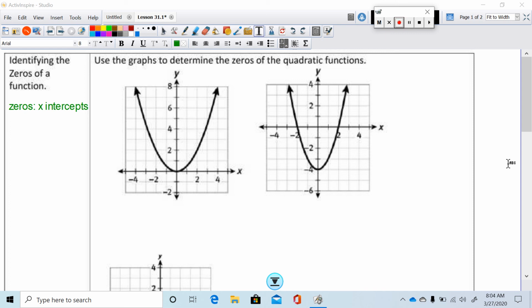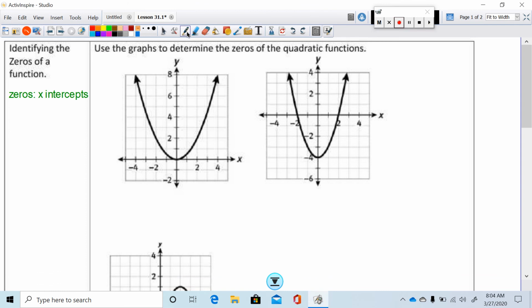We're going to start out by identifying zeros from a graph, and the zeros of a function are just another word for the x-intercepts. So when we're looking at a graph, to determine the zeros of the function, you want to look and see where the graph is crossing x or touching x. And for this one, it's touching x at 0. Just pretend like this is a number line. So 0 is the answer for that one.